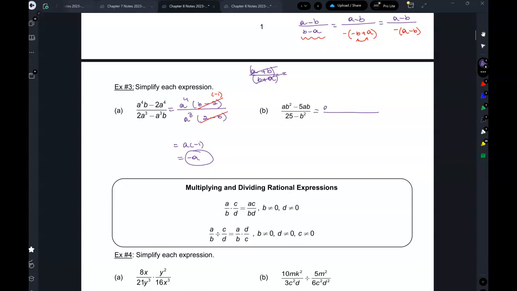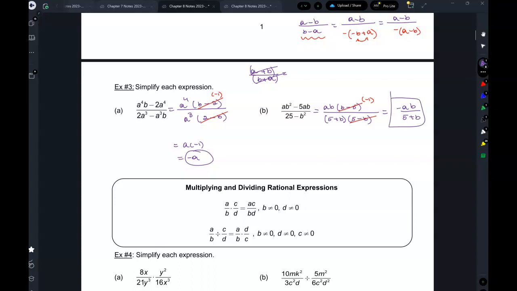Okay, let's factor this out. I can take out an a and a b. So what do I get? B minus 5. Here, I get 5 plus b, 5 minus b. So look, the b minus 5 and the 5 minus b cancel out, and that gives me a negative. So here I get -ab over 5 plus b.